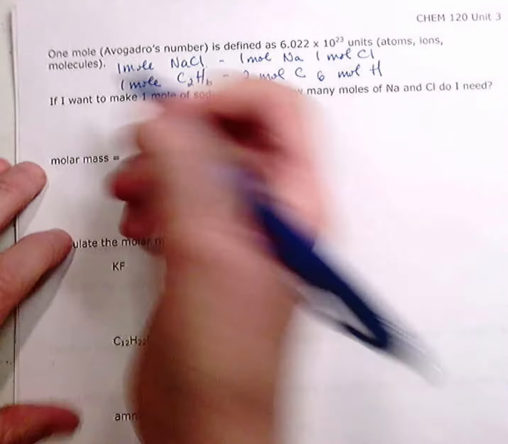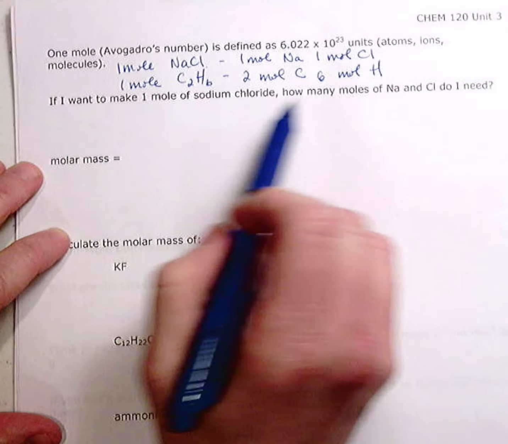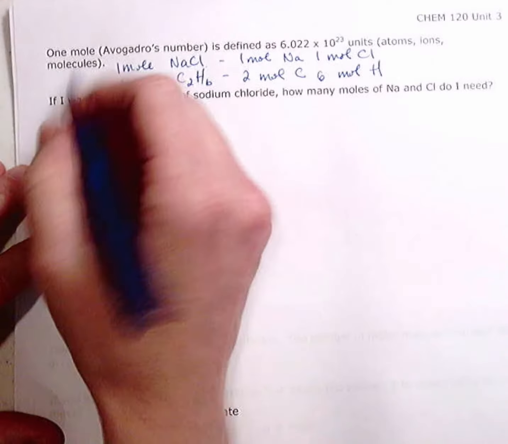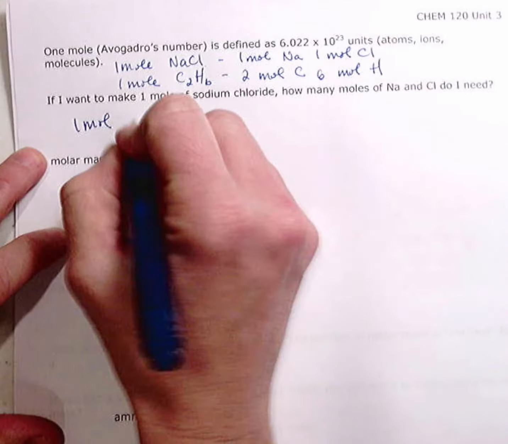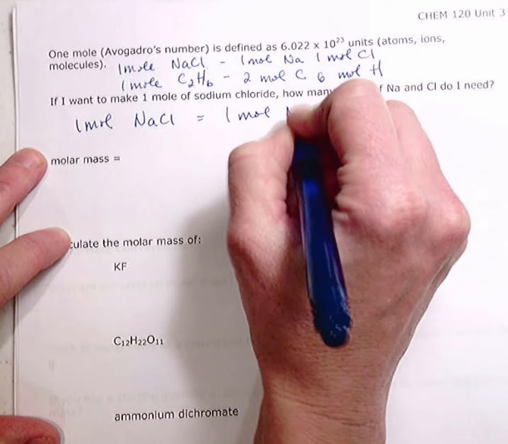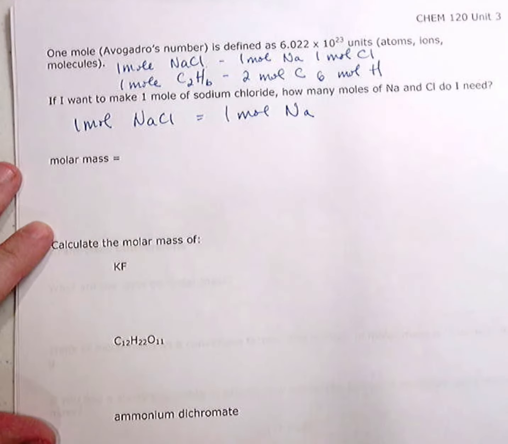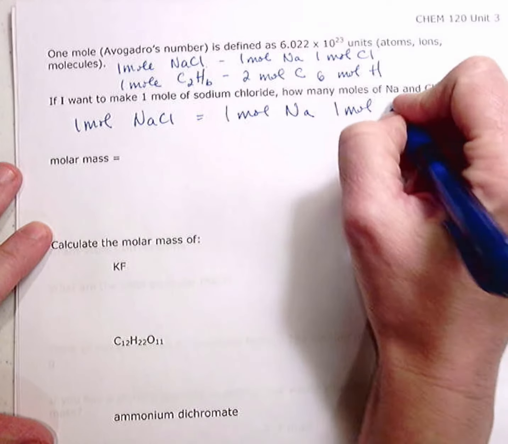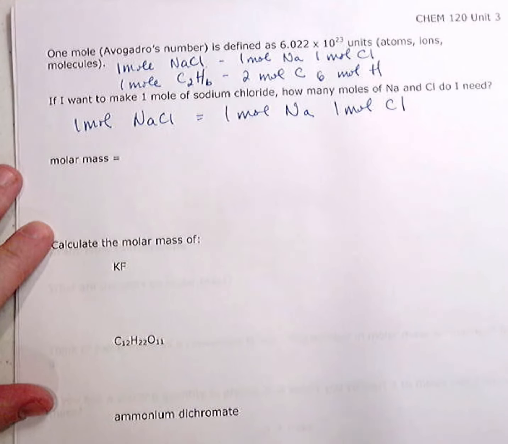And I answer this question right here. If I want to make 1 mole of sodium chloride, how many moles of sodium and chloride do I need? To make 1 mole of sodium chloride, you need 1 mole of sodium and 1 mole of chloride.